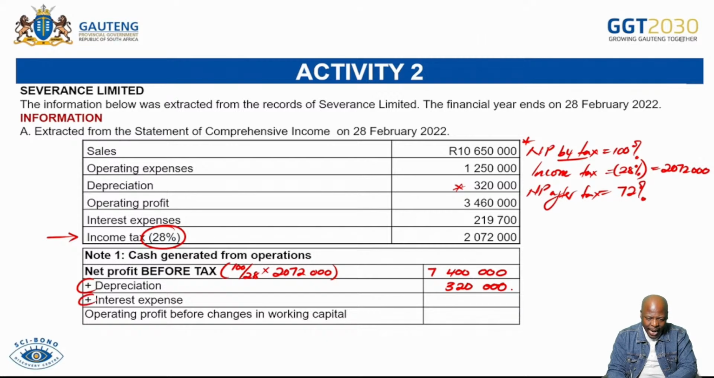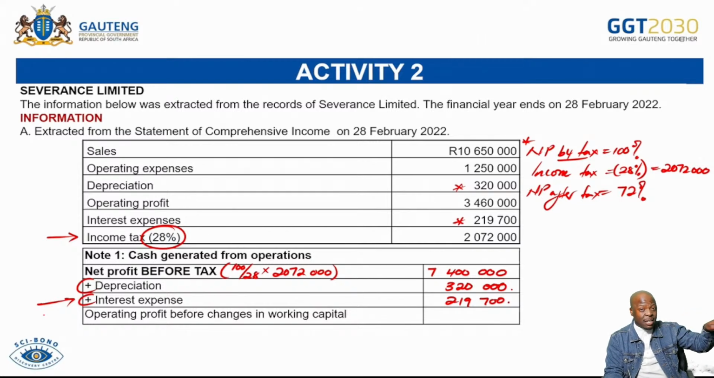The next one is I'm going to add again. What? Interest expense. Let's add my interest expense, which is 219,700. Someone just asked me, Mr. Simbi, why are we adding the interest expense? Okay, I can see you just joined us. We add our interest expense because we're going to subtract it in the cash flow statement. So we add interest expense back here because when we go to the cash flow statement, we're going to subtract it when we do our cash effects from operating activities. I'm going to show you when we get there.